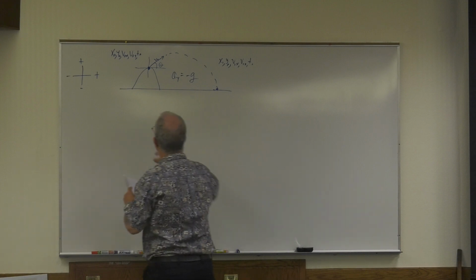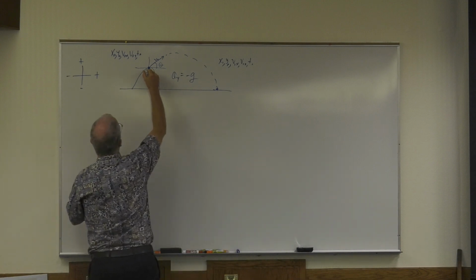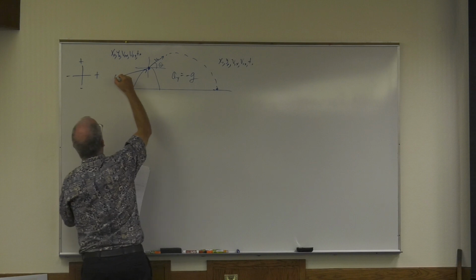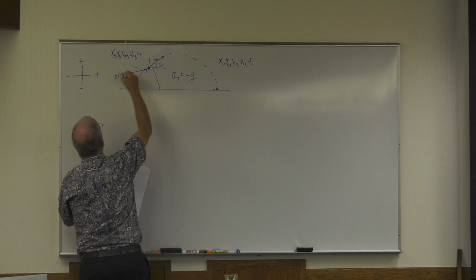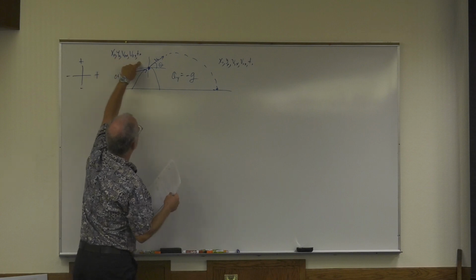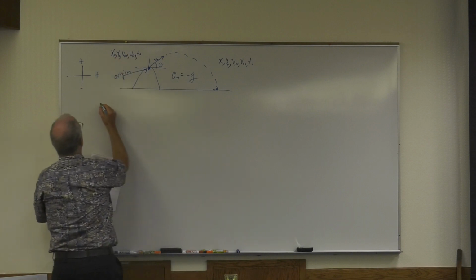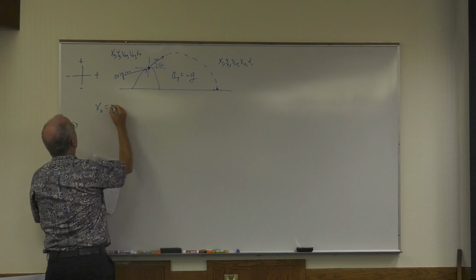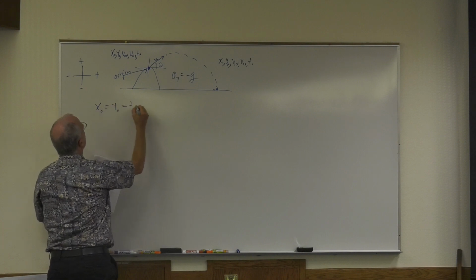All right, so now, again, this is our origin. So x0 equals y0 equals t0 equals 0.